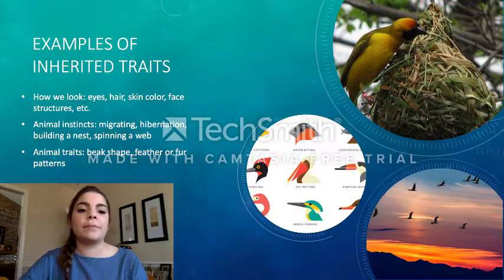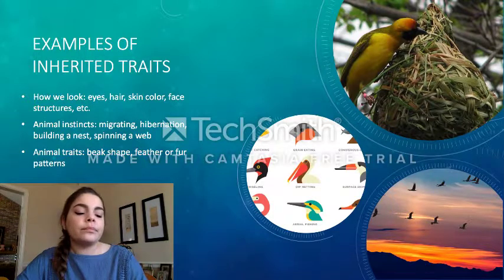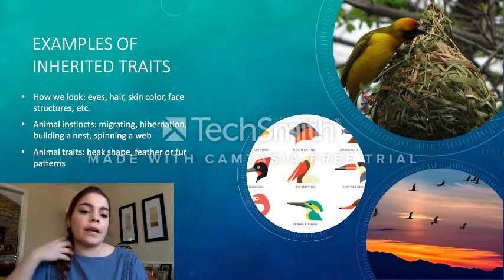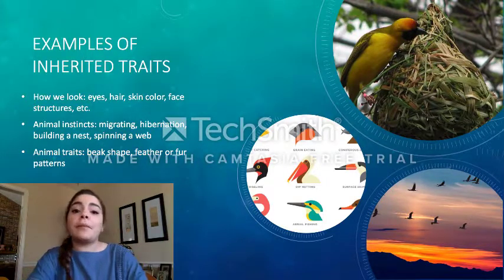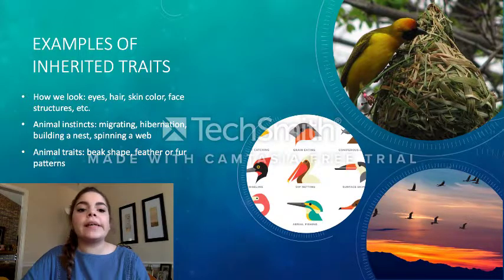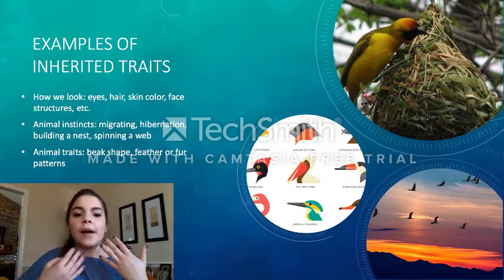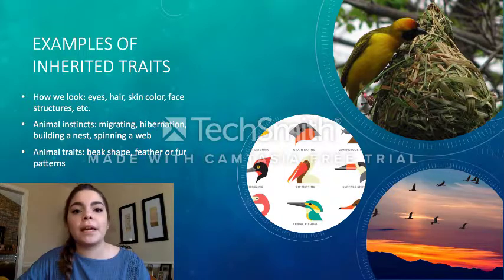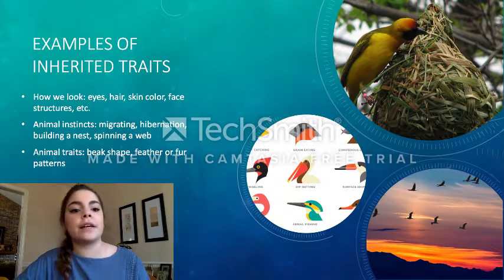Some more examples of inherited traits are, again, how we look. These are going to be your eyes. It can be your eye shape or your eye color. It could be your hair color, your skin color, what type of skin you have, maybe if it's dry or more oily. It could be your face structure, like heart face. I have a round face, so I may have gotten that from my parents, or it could be from grandparents. It's whatever is passed down.